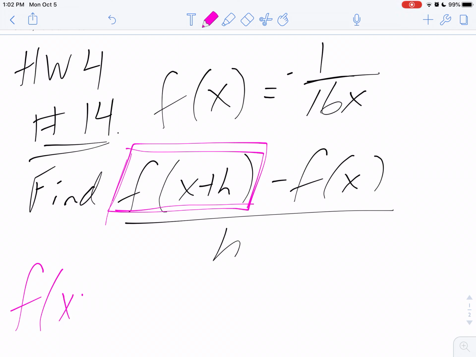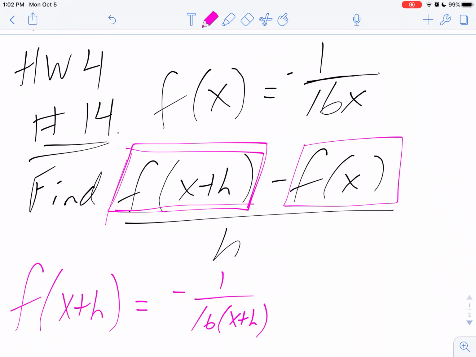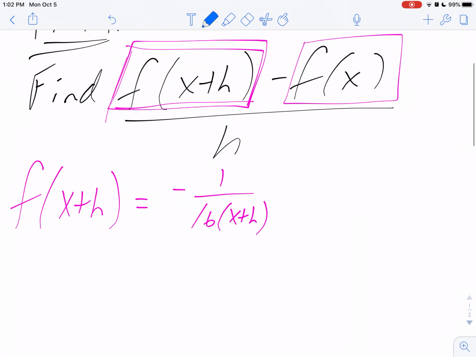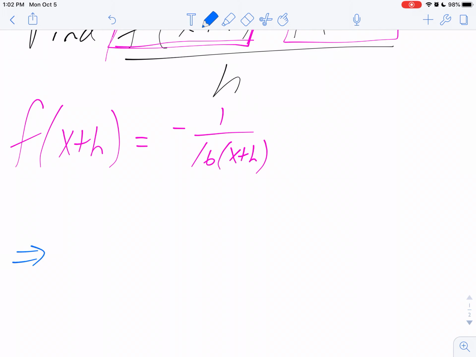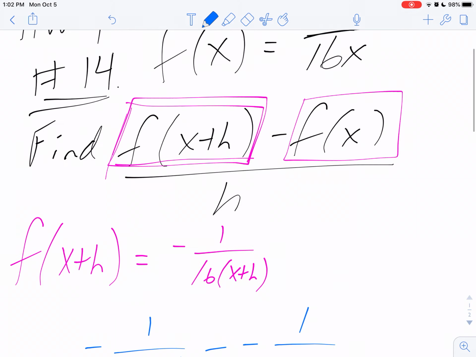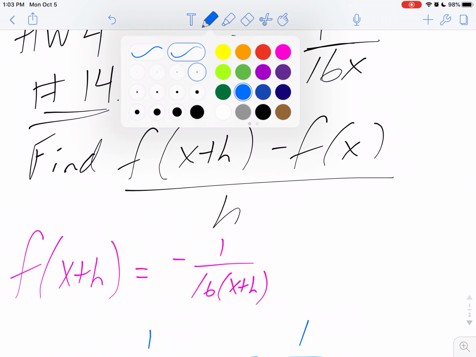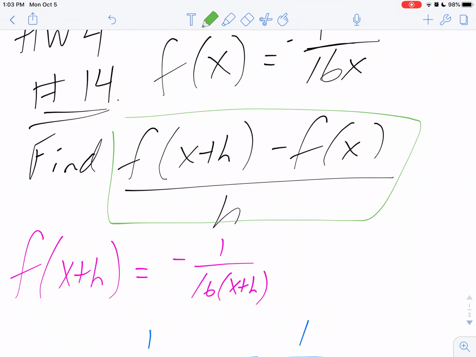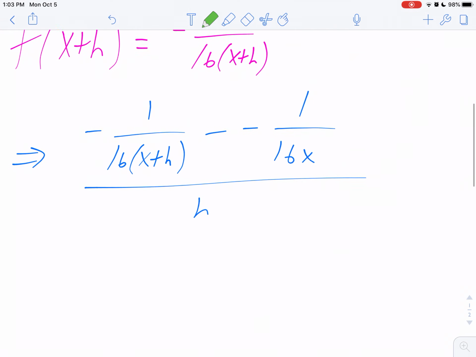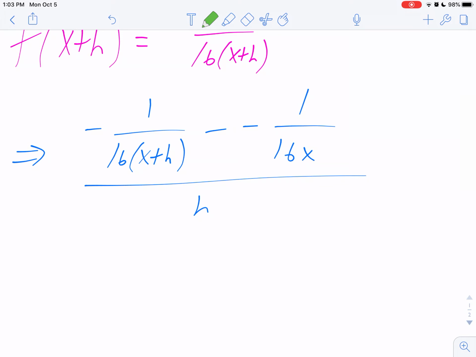So we're going to do f of x plus h first, and that gives us negative 1 over 16 times x plus h. And we already know this f of x that's given to us. So I'm going to go ahead and make this messy expression, negative 1 over 16 times x plus h minus negative 1 over 16x all over h. So now what I've done is I've filled in this entire expression. But that's not the hard part. The hard part of this is reducing that thing.